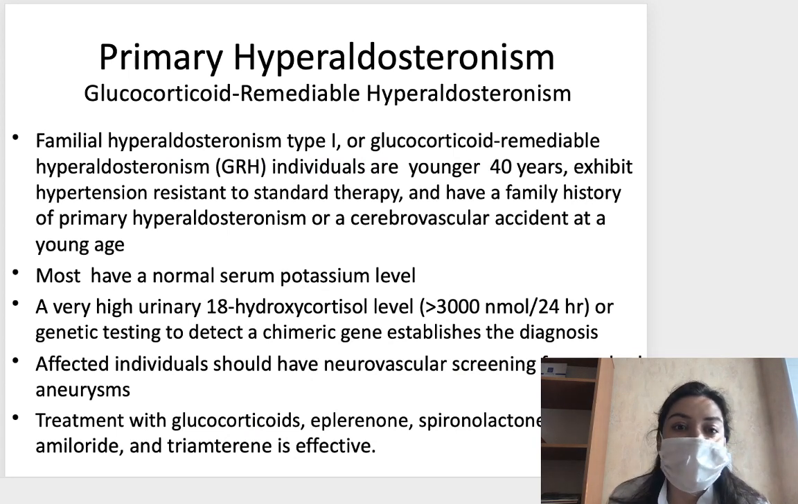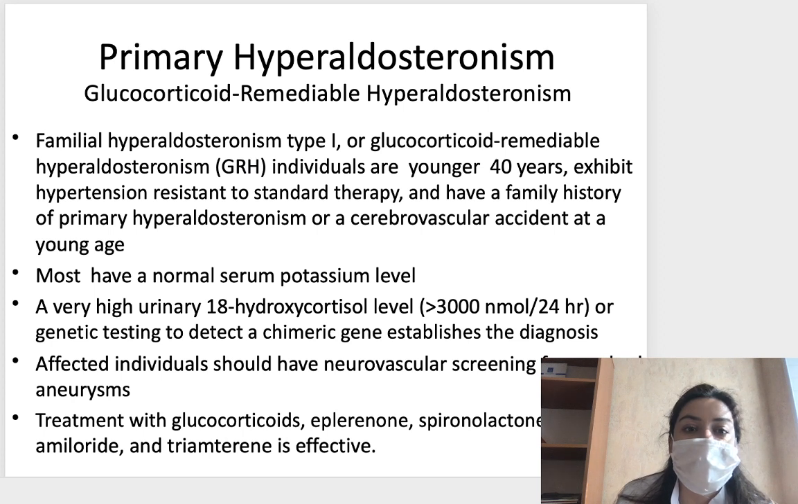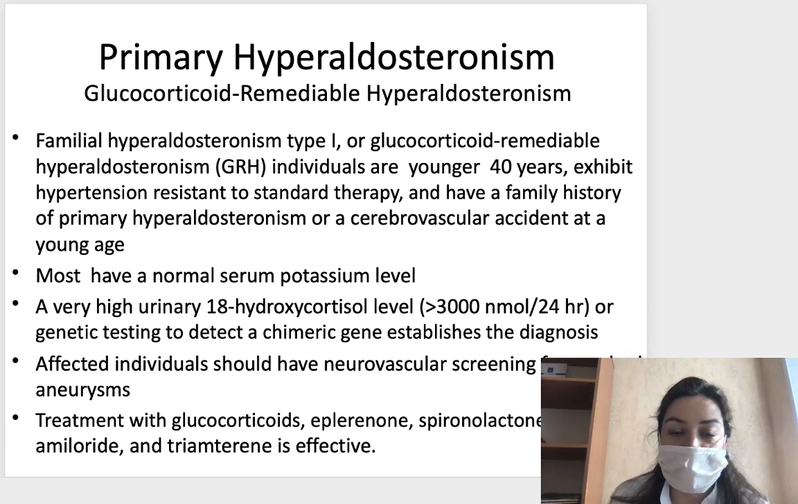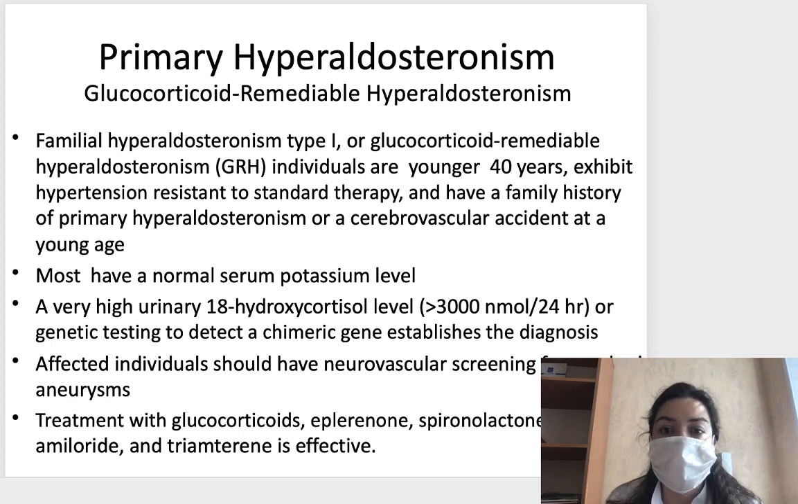Okay, another form of primary hyperaldosteronism is glucocorticosteroid remediable hyperaldosteronism. Individuals with familial hyperaldosteronism type 1, or glucocorticosteroid remediable hyperaldosteronism, are younger than 40 years, exhibit hypertension resistant to standard therapy, and have a family history of primary hyperaldosteronism or cerebrovascular accident at a young age.